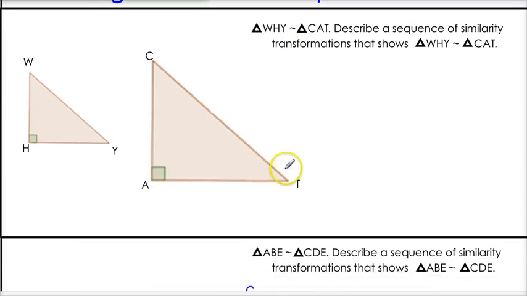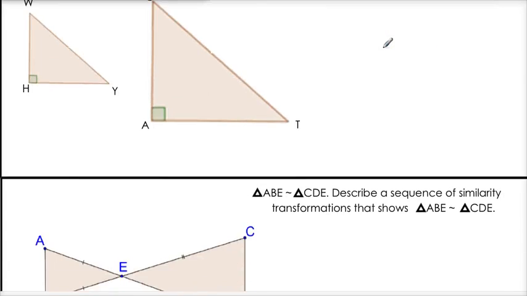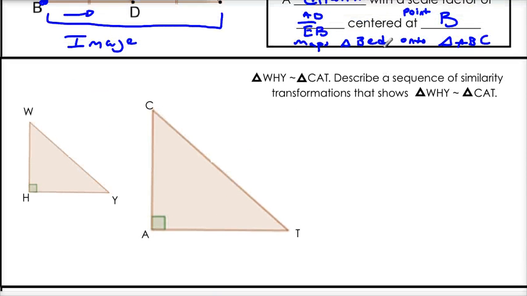Let's try one more. I think we're getting it, okay? Now, I'm not going to have all those boxes there for you to fill out all the time, so you're going to have to get good on doing this by yourself. So I'm taking the boxes away. Let's see if we can still do it. We want to map triangle WHY. Triangle WHY is similar to triangle CAT. Describe a sequence of similarity transformations that shows triangle WHY is similar to triangle CAT.